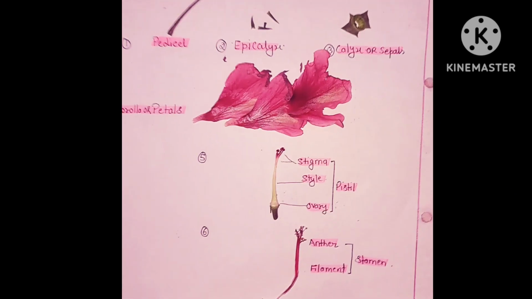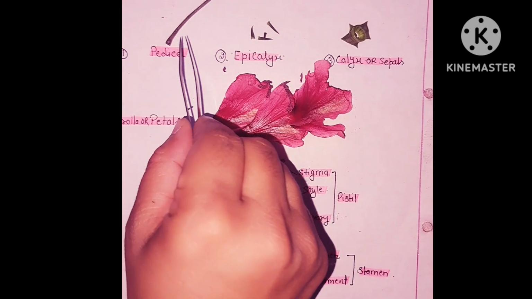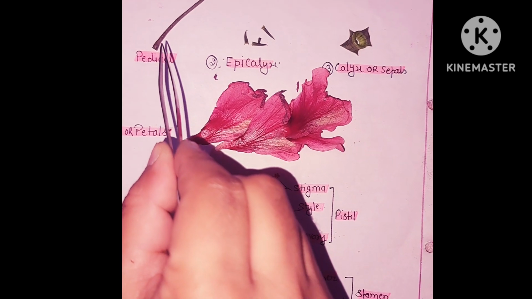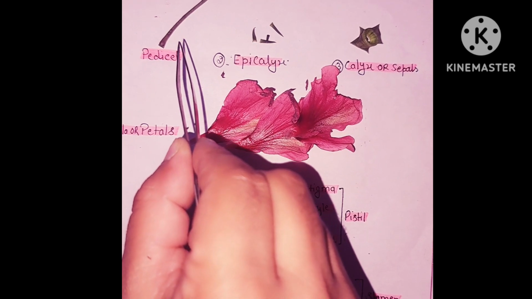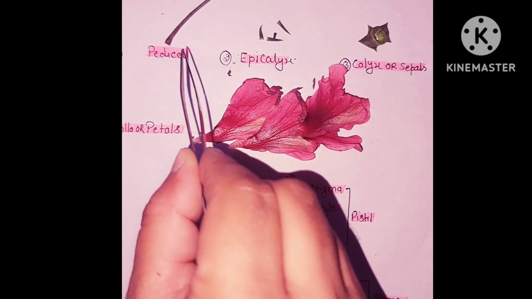So this is the dissection of hibiscus flower, that is China rose. This one is pedicel, which connect the flower to the stem, and flower without pedicel is called as sessile, and with pedicel is called as pedicellate flower.